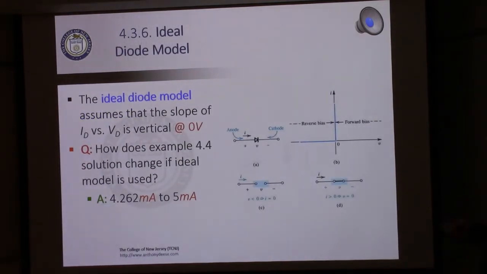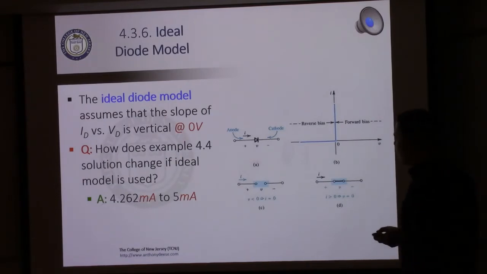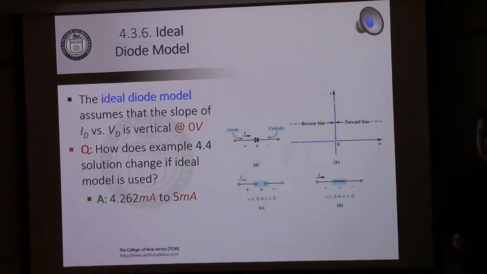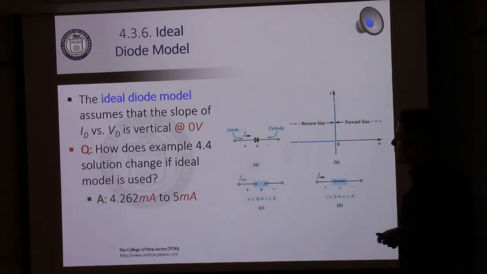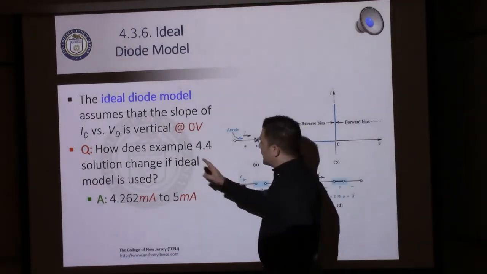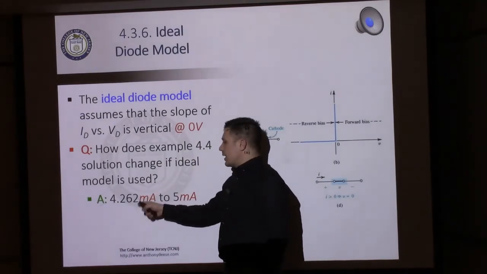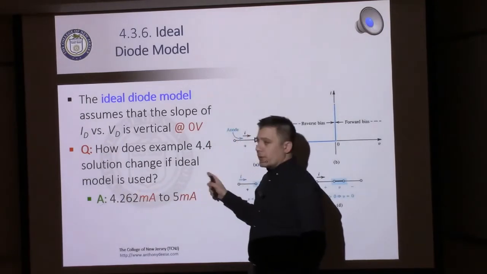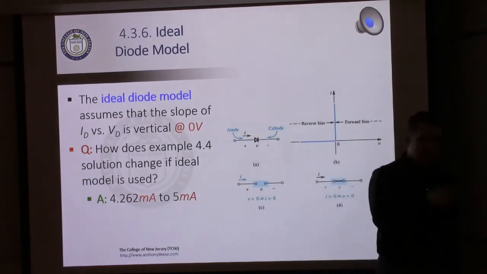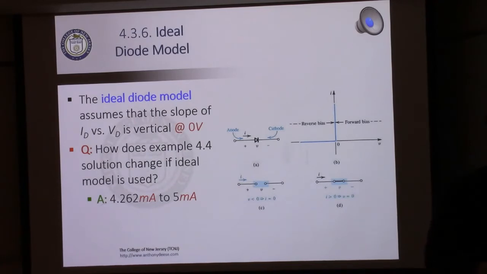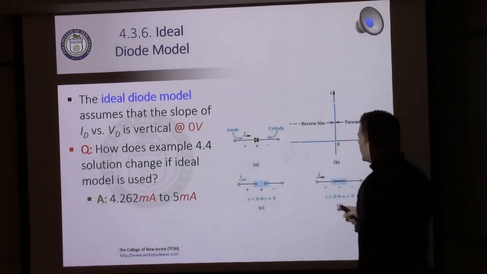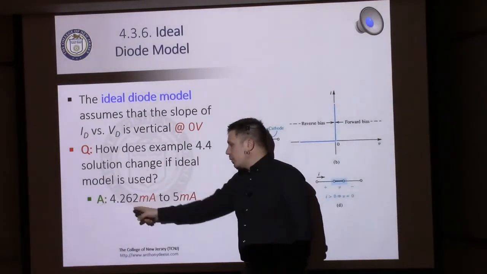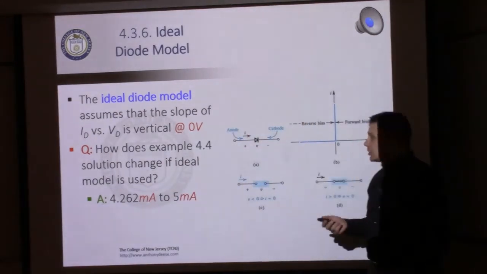Now, the ideal diode model we've already talked about at length. We spent a good chunk of last class talking about it, so I'm not going to rehash that. The main thing I'm going to focus on is how the solution from example 4.4 changes if we use the ideal model. We saw it went from 4.262 to 4.3 milliamps when we went from exponential to constant voltage drop model. And when we go from exponential to ideal, the change is pretty stark. We go from 4.262 to 5 milliamps. That's a much bigger jump.